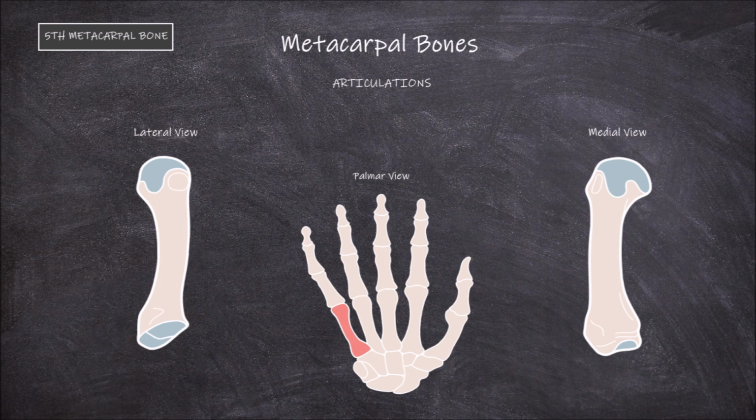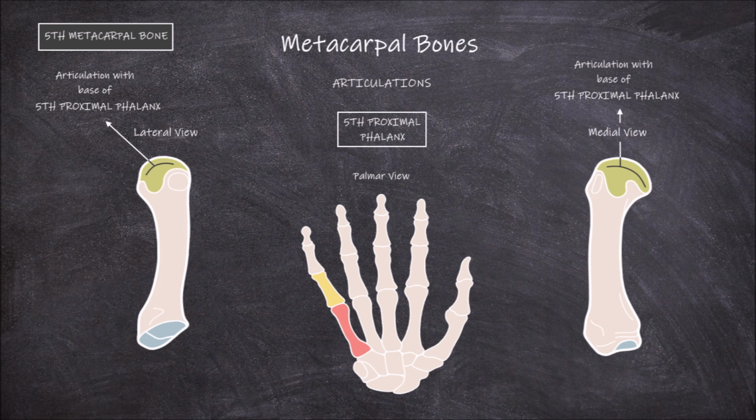And now for the fifth metacarpal. This bone articulates with three other bones. The first articulation is with the fifth proximal phalanx. The distal articular surface on the fifth metacarpal articulates with the base of the fifth proximal phalanx. The second articulation is with the fourth metacarpal bone. A facet on the medial side of the base of the fifth metacarpal articulates with the facet on the lateral side of the base of the fourth metacarpal.